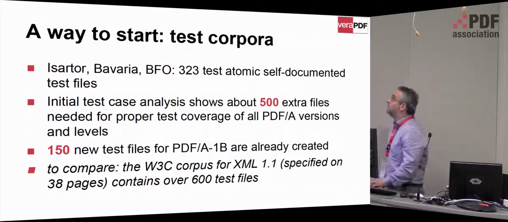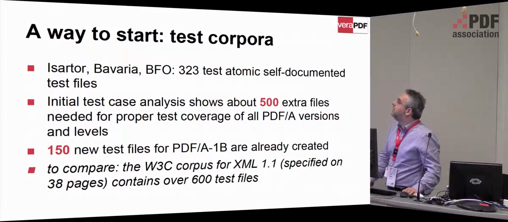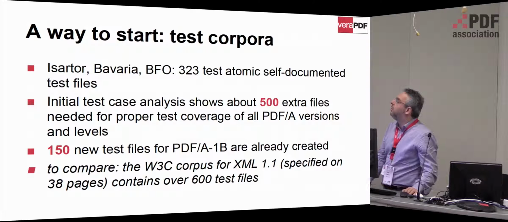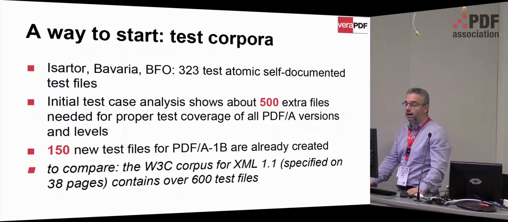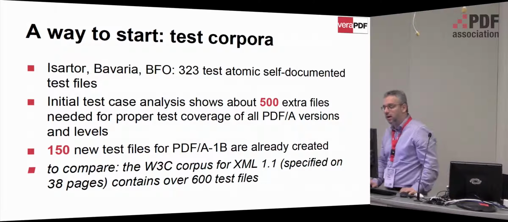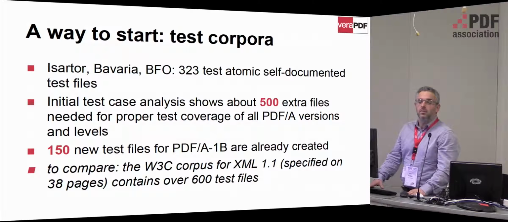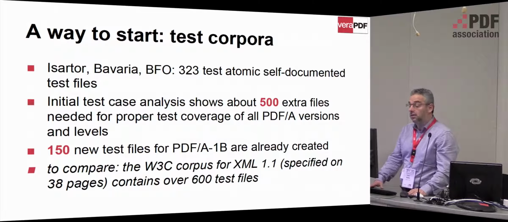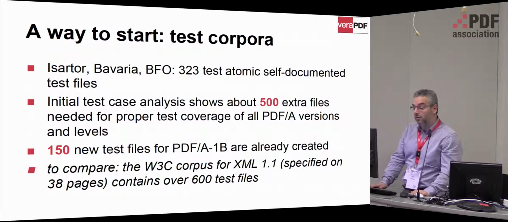And the way to start is obvious. We have to start with test corpora. We've got some initial start, the existing corpora called the Sartre, Bavaria, BFO. In total, there are a bit more than 300 atomic test files. What we did, we just ran through all specifications and identified all potential test cases, and the analysis shows that we need at least 500 more test files to have a decent coverage for the specification requirements.